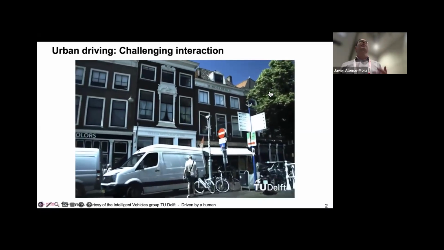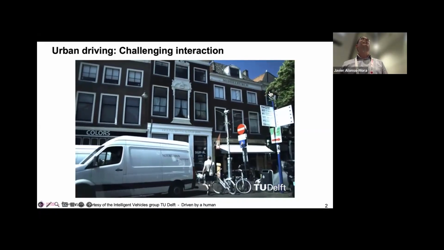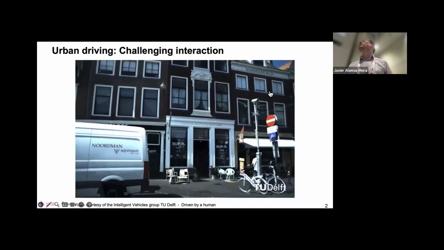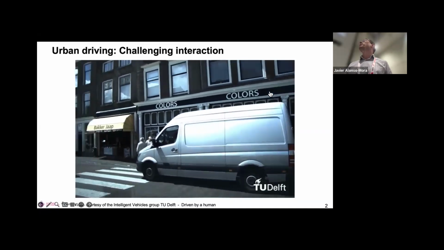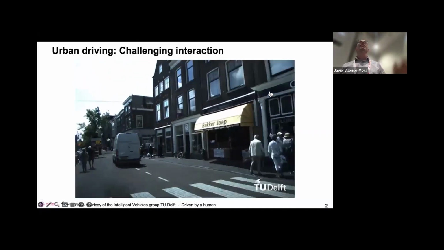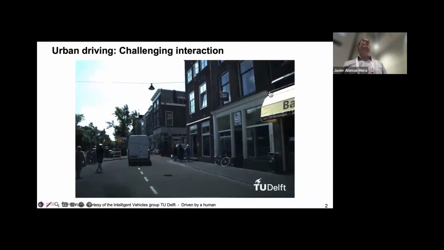This car will have to be reasoning about what's happening in real time with the other agents, right? So is that van going to let me pass or go in front? What are those pedestrians and bikers doing? And it's going up and down bridges. And these are very narrow streets.